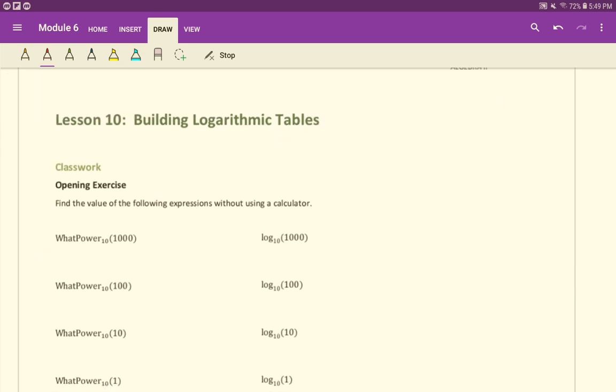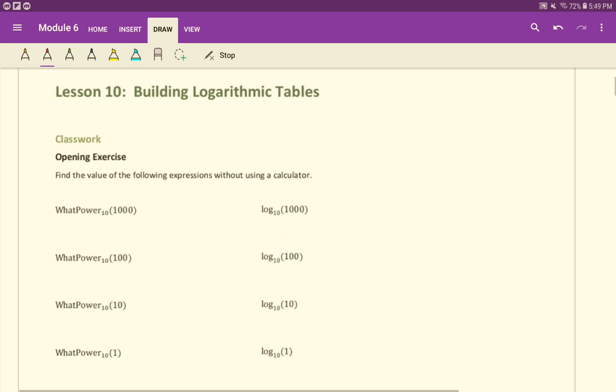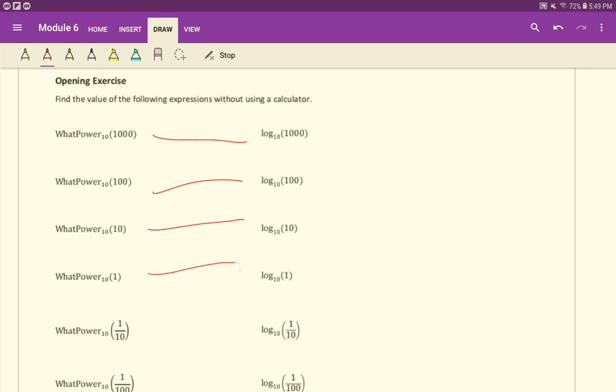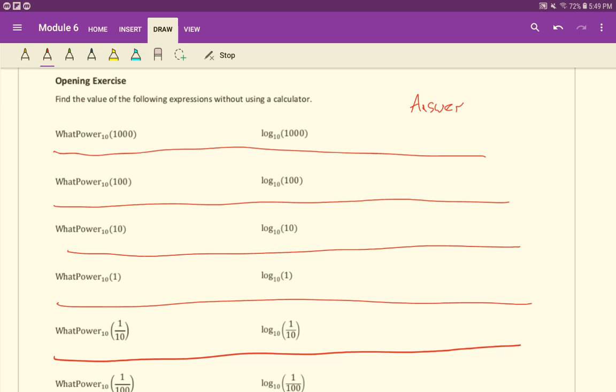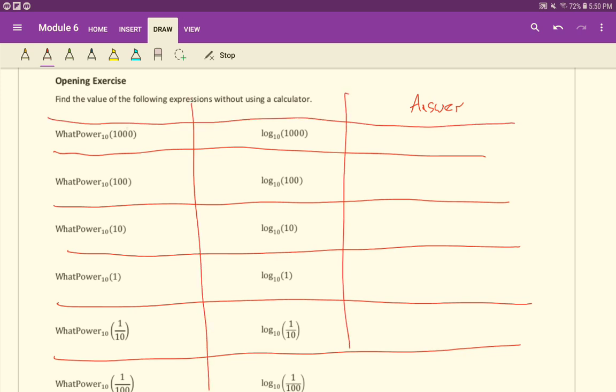So let's go into it here. It asks us to find the value of the following expressions without using a calculator. What we've got is the what power or the log, and it's the same thing. Each question is just written as either the what power function or the log function, so we can answer either one. I'll just answer over here. Maybe we'll make some rows here too. For that very first one, what power of 10 gives you 1,000?